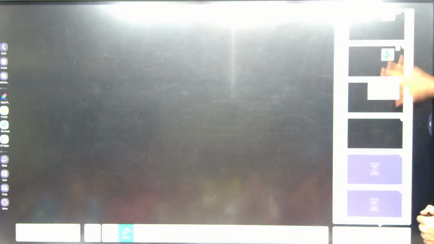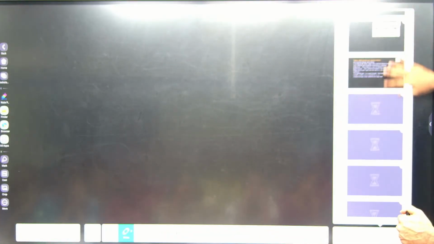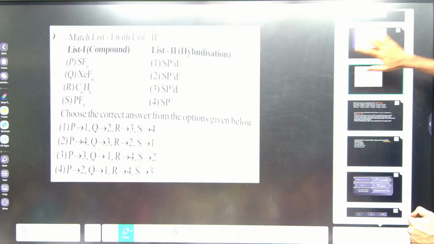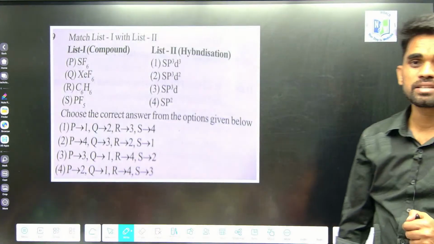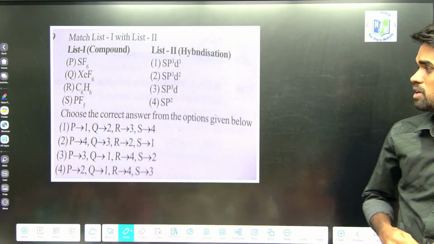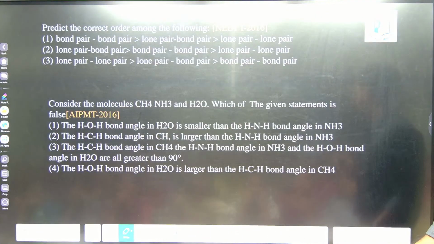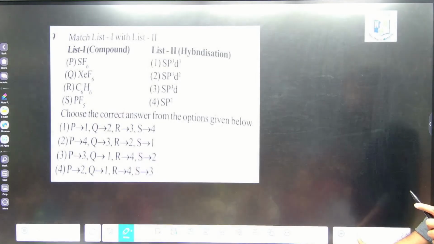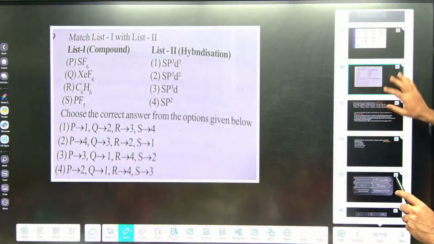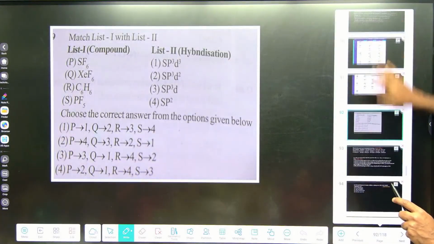In the final exam you are going to see questions from this topic. What is this? Hybridization. Most questions are from this topic. You are going to see questions like this. So how can you answer all of these? I will give you some very simple tricks, you just follow them.